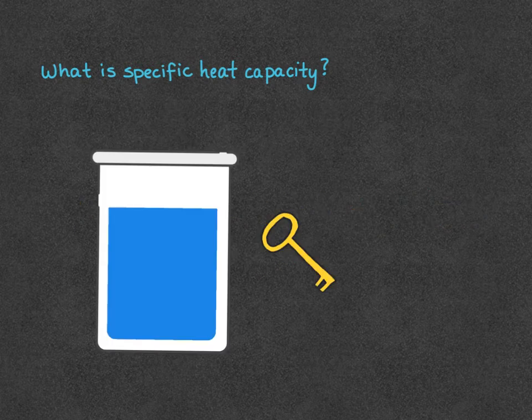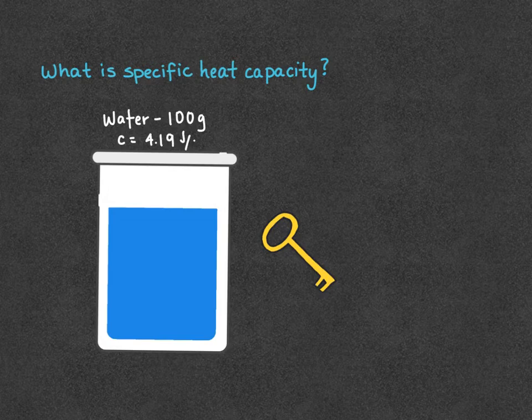We're going to explore now how the magnitude of our specific heat capacity can impact the temperature change of a substance. And we're going to do this by comparing two substances of equal mass. So in this beaker, we have water, and we have 100 grams of it. Water has a specific heat capacity of 4.19 joules per gram degrees Celsius.